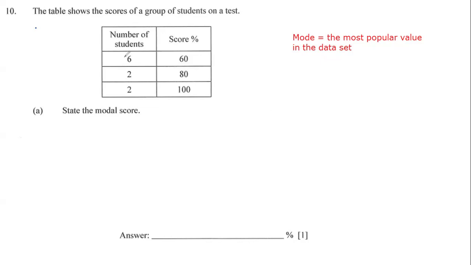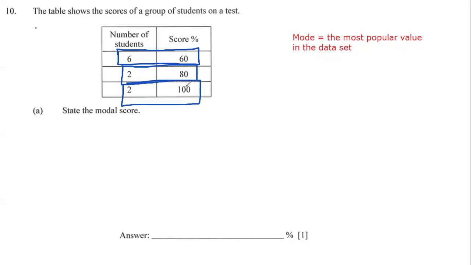Very good. So if you look at it, 6 students got which score? 60%. How many students got 80%? Two. Two students got 80%. And how many students got 100%? Two students. Okay. So 6 students got 60%, 2 students got 80%, and 2 students got 100%.